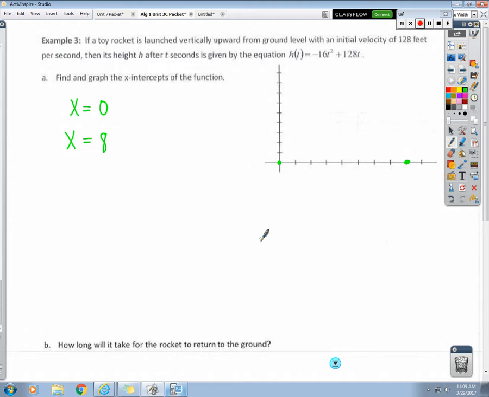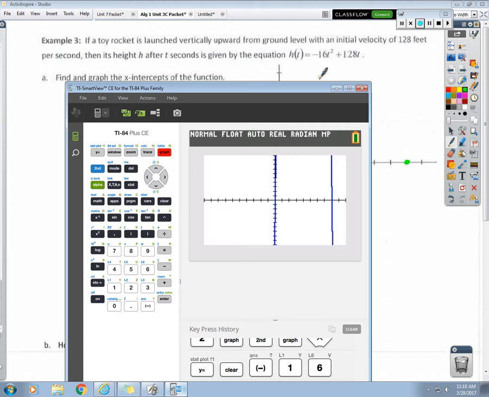Now, what do those numbers represent? 0 what and 8 what? Seconds. Okay? So wouldn't it make sense that at 0 seconds, it's 0 feet off the ground? And then at 8 seconds is when it returns and hits the ground? Okay? How can we find out how high this parabola goes? Like how high the toy rocket will get?